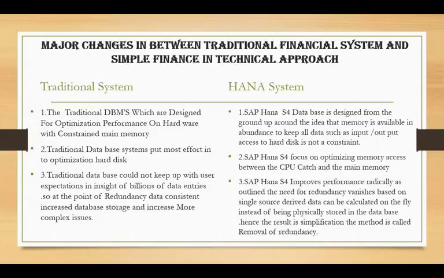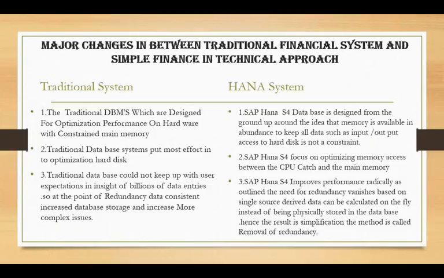If you compare with the HANA database, the SAP HANA S4 database is designed from the ground up with the idea that memory is available in abundance to keep all the data, such as input and output. Access to hard disk is not constant. That means the pressure is very less. The traditional database system puts most effort into optimizing the hard disk, which means it is completely dependent on hard disk. SAP HANA S4 focuses on optimizing memory access between CPU, cache and main memory.